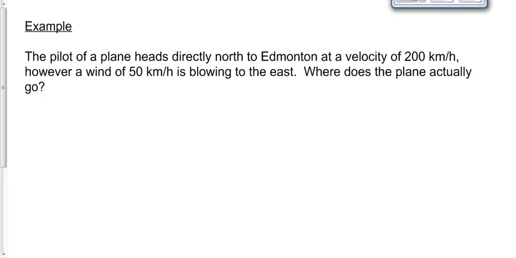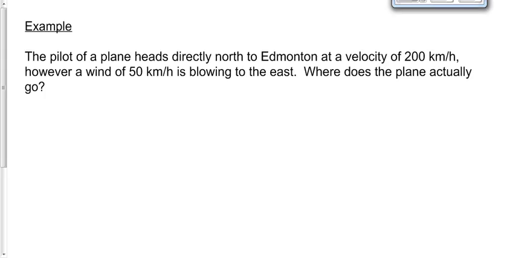And this is a big deal. If you're in an airplane that can only travel at 200 kilometers per hour, and there's a wind that's 50 kilometers per hour to the east, I'm not a pilot, but I would think that would be a challenging flight. Where does the plane actually go? So what do we do here? Well, we've got really three vectors here: where I'm aiming or heading, which way the wind is going, and then which way I actually go.